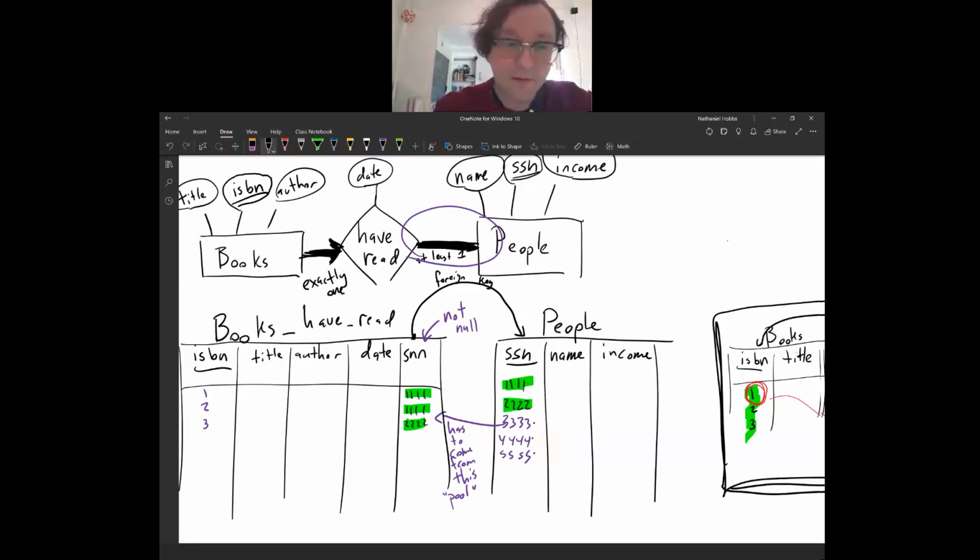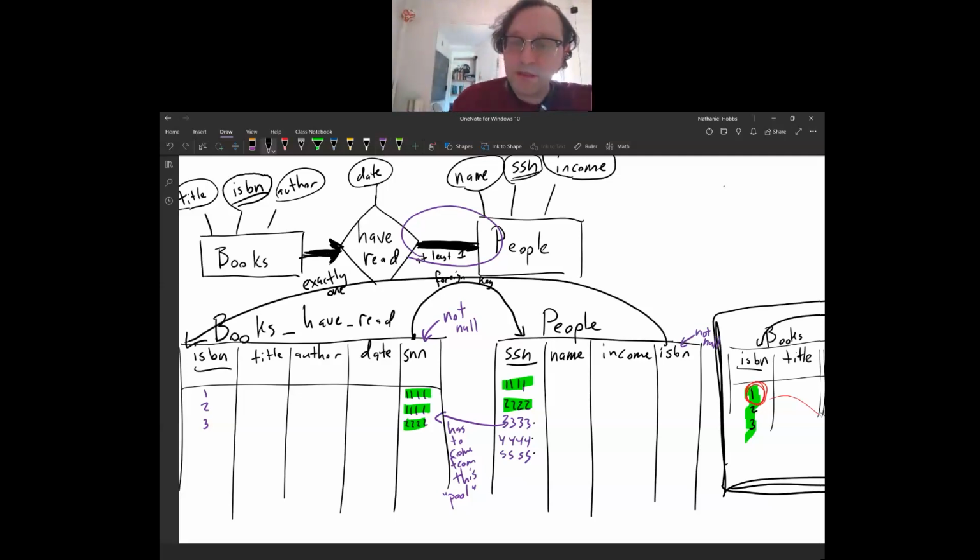So I'm going to add ISBN here. And I'm also going to say that this is not null. This is going to be a foreign key to that ISBN. And should it be keyed? I believe so. Yeah, so this is keyed.